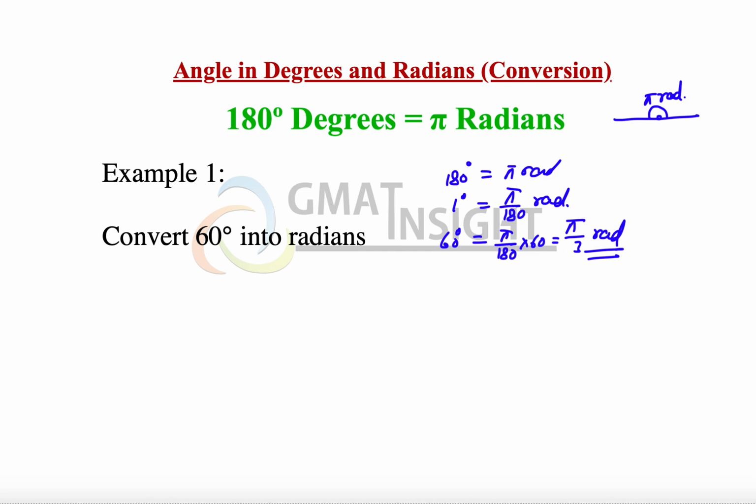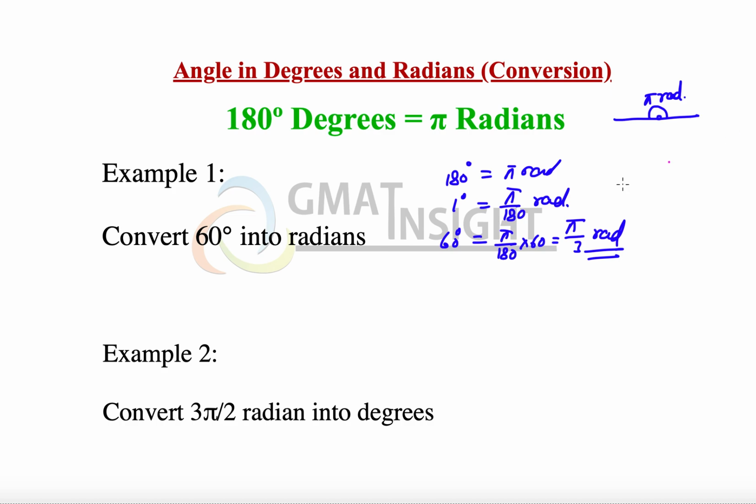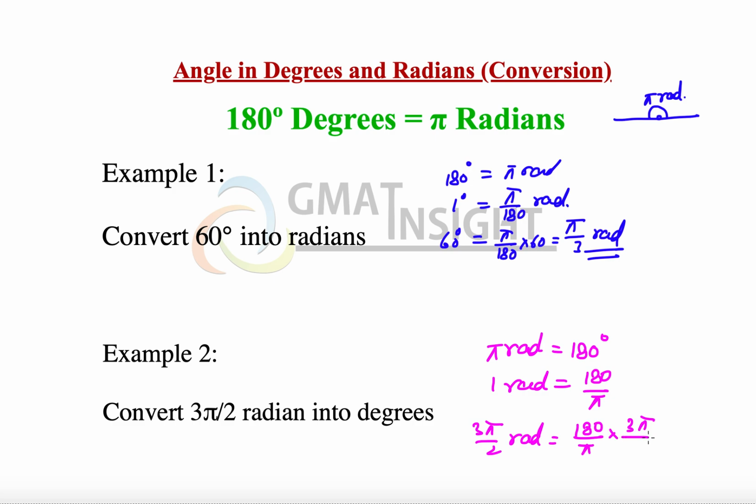Let's quickly try this once again with another example. Example 2: convert these many radians into degrees. We start once again with the fact that pi radians is equal to 180 degrees. So 1 radian will be equal to 180 divided by pi degrees, and now we have 3 pi by 2 radians. So we are once again using the simple unitary method, that will be equal to 180 divided by pi multiplied by 3 pi divided by 2. Pi cancels out, and 2 cancels into 180, giving 90 times 3, which means it is equal to 270 degrees.